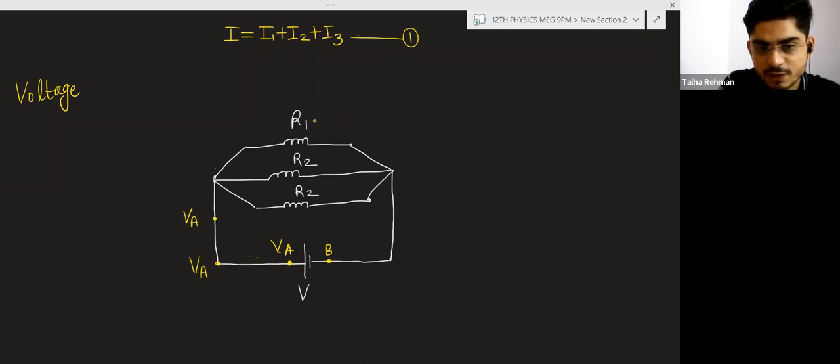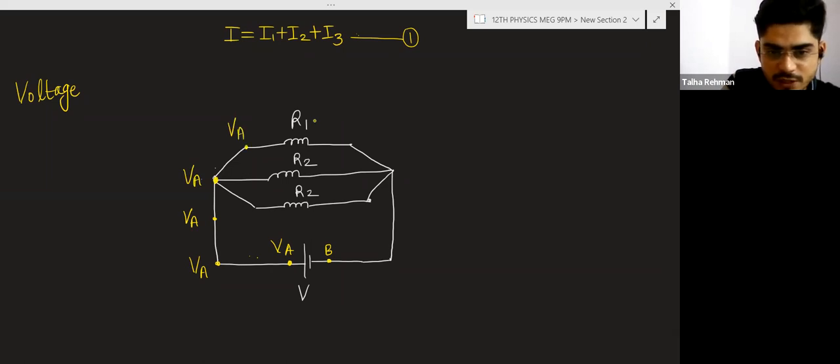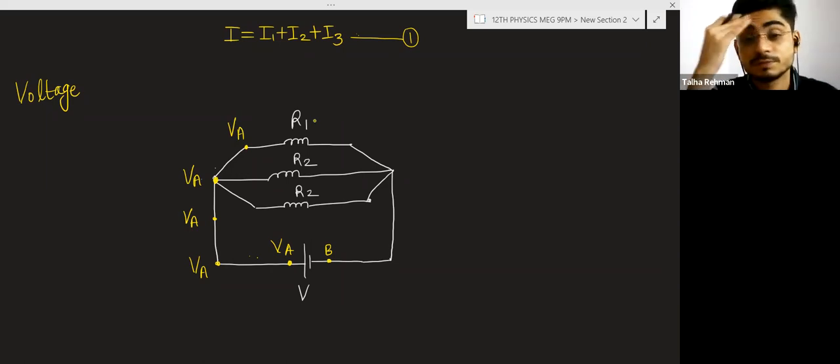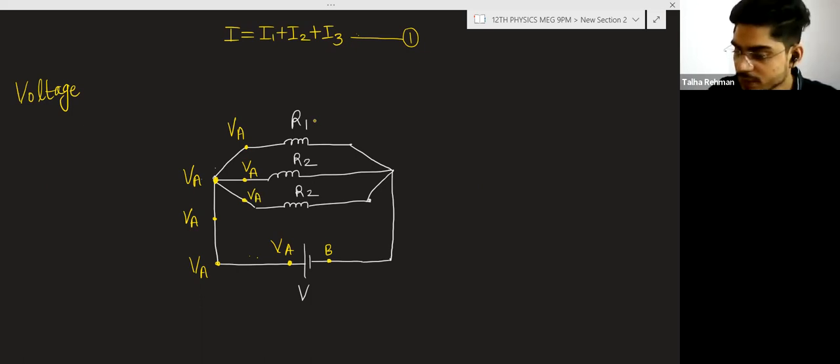I have told you the potential will not change until and unless there is a hindrance or a resistance in the path. From here to here there is no resistance, so here also the potential is VA. But when you cross this resistance, the potential will drop. Here also the potential is VA, because moving from here to here there is no resistance.